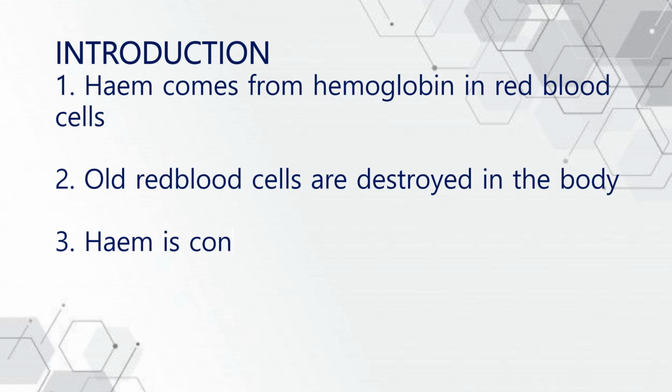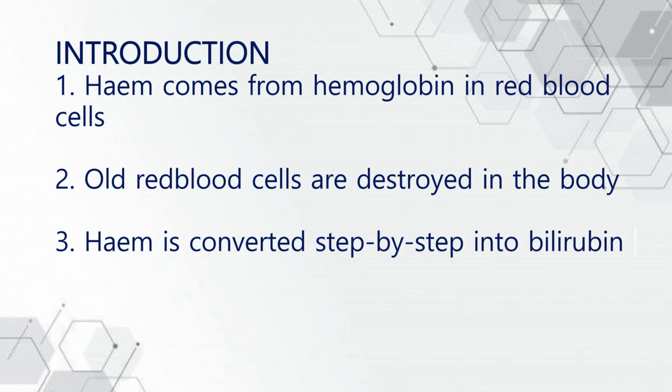When they become old or damaged, they are broken down in organs like the spleen, liver, and bone marrow. During this process, hemoglobin is split into globin and Haem. The globin part is reused as amino acids, while the Haem undergoes a series of reactions. It is gradually converted into bilirubin, which is eventually removed from the body. This process is very important because it helps the body recycle useful substances like iron and safely eliminate waste products.